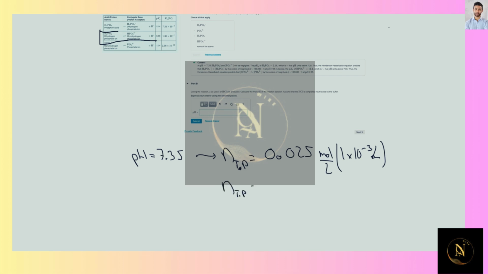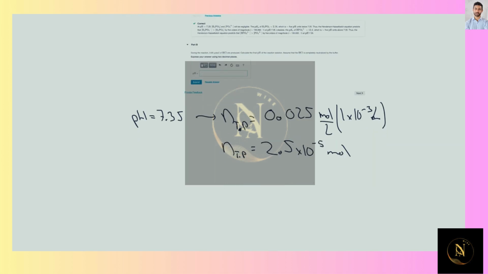What we know is that my buffer has an initial pH equal to 7.35. This buffer contains an amount of mole equal to a total amount of phosphates. I'm going to put total phosphates equal to 0.025 molar, which is mole per liter, multiplied by the volume, which corresponds to 1 times 10 to the minus 3 liters. In this case, the total amount of phosphates that we're going to have in solution is going to be equal to 2.5 times 10 to the minus 5 mole. This is the total result that we can get.